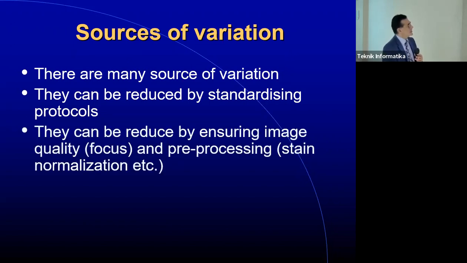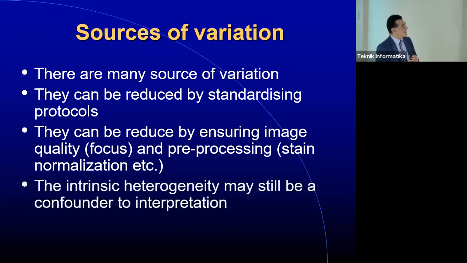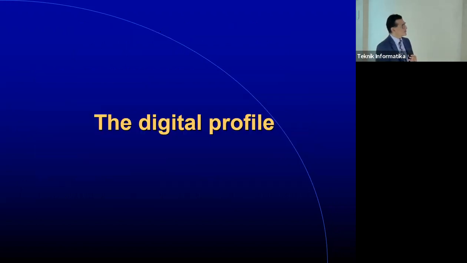You can reduce it by ensuring image quality, by using algorithms to check for focus. And then you can also deal with variations in staining by a variety of pre-processing steps to normalize the staining and make sure everything is fairly similar. But there's nothing you can do about intrinsic heterogeneity. There will be heterogeneity within tissues, and that will always be a confounder.